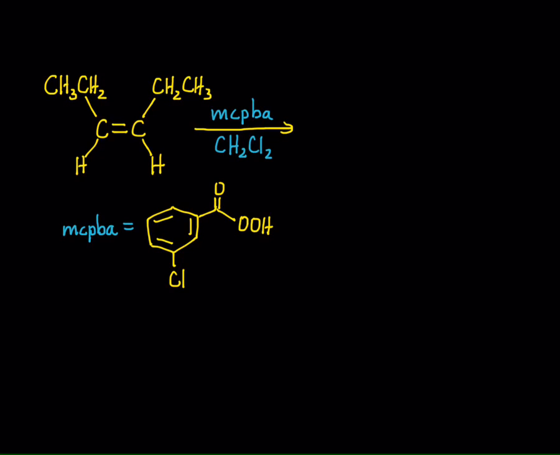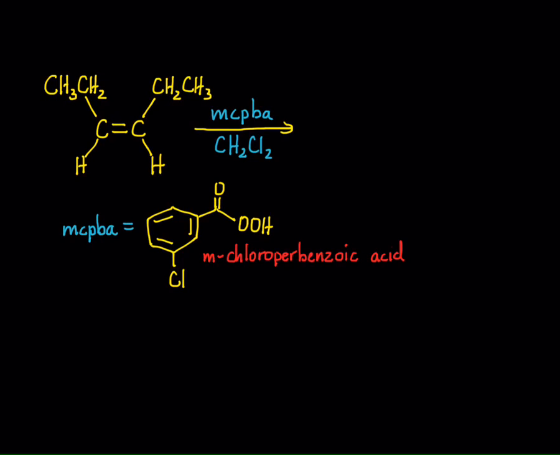So this is a derivative of perbenzoic acid. Benzoic acid is the benzene ring with a carboxylic acid. So this is a peroxy acid, so it's a perbenzoic acid. And there's a chlorine on the benzene ring that is in the meta position, and so this is referred to as metachloroperbenzoic acid. And obviously, it's abbreviated often as MCPBA. So MCPBA. When you see MCPBA, you need to recognize that that is a peroxy acid.